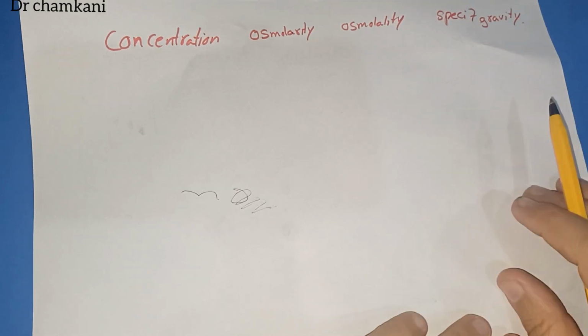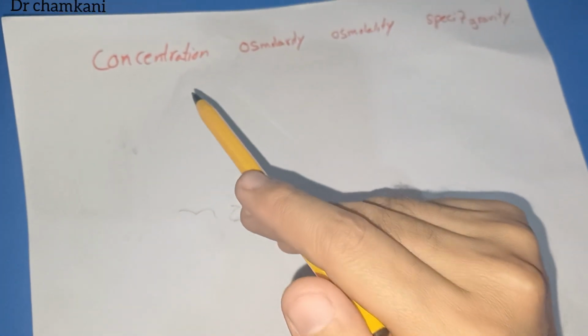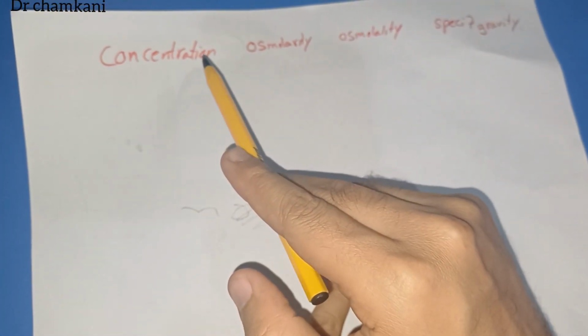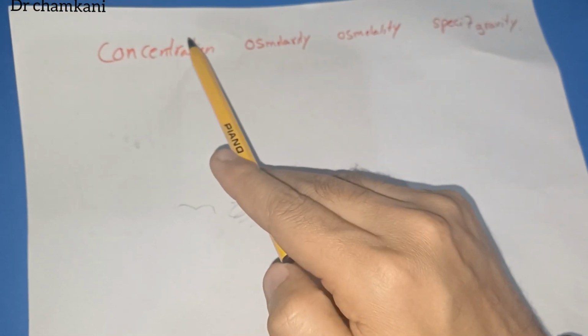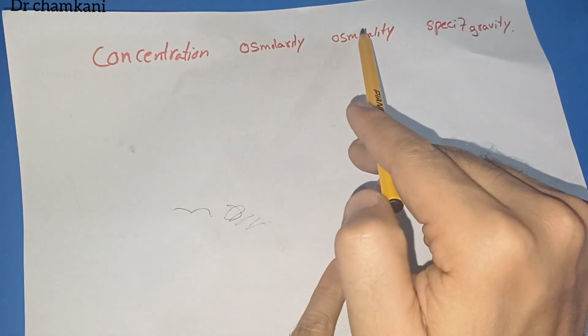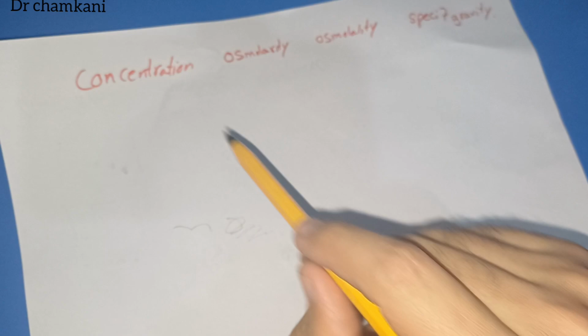Today in this lecture, we are going to discuss a few terminologies which will be repeatedly used in the coming lectures about the renal system. So the first term we will discuss is concentration, then osmolarity, then osmolality, and finally specific gravity.